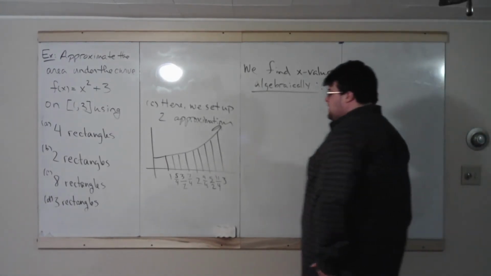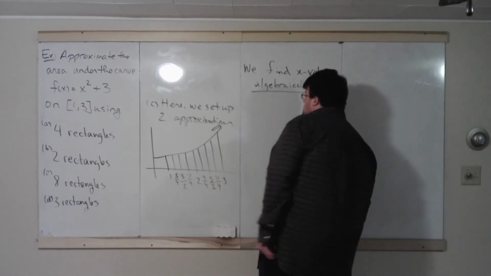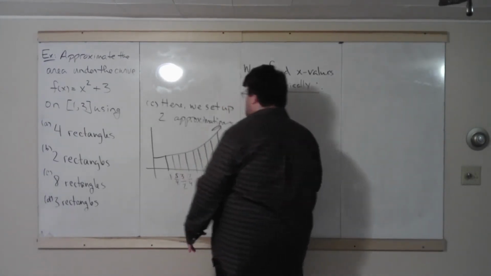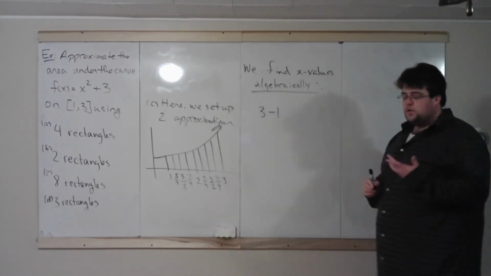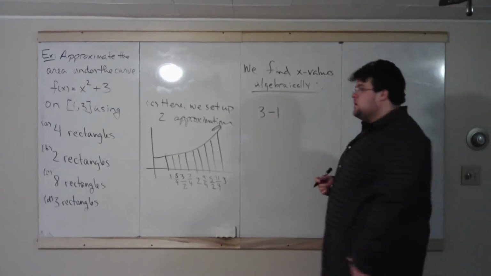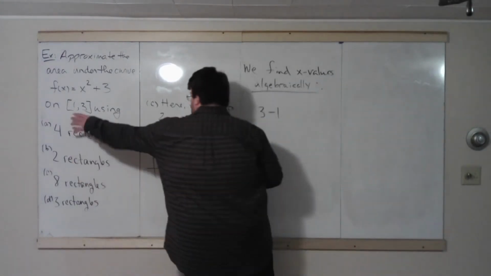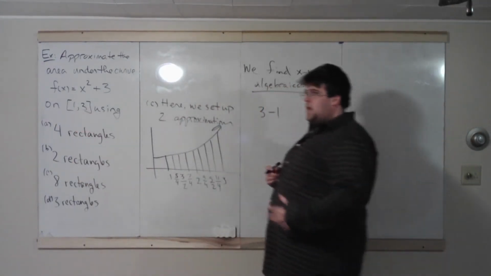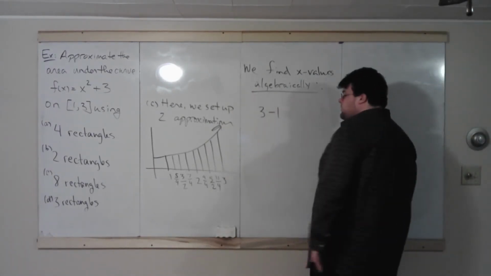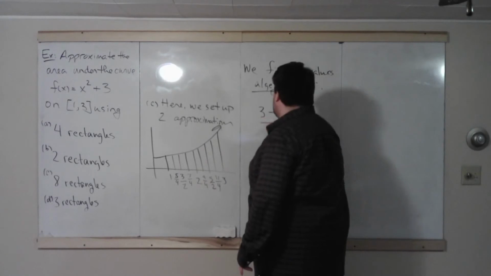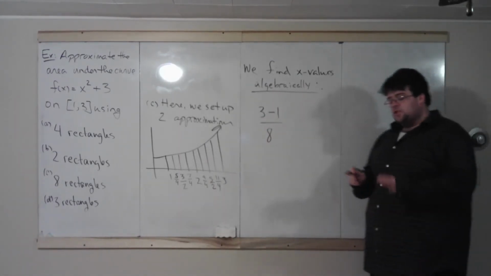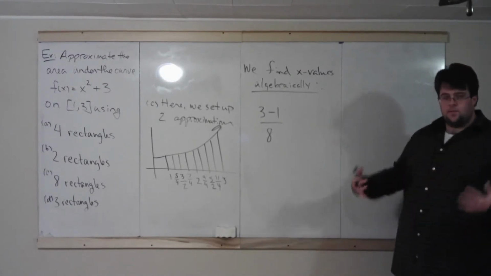Well, we have the interval 1 to 3. So we're dividing the interval 1 to 3 into 8 pieces. We're dividing an interval of length 2 into 8 pieces. So we're taking the length of the interval, 3 minus 1, and we're dividing that into 8 pieces. And that division is going to actually give us the length of the base of each rectangle.